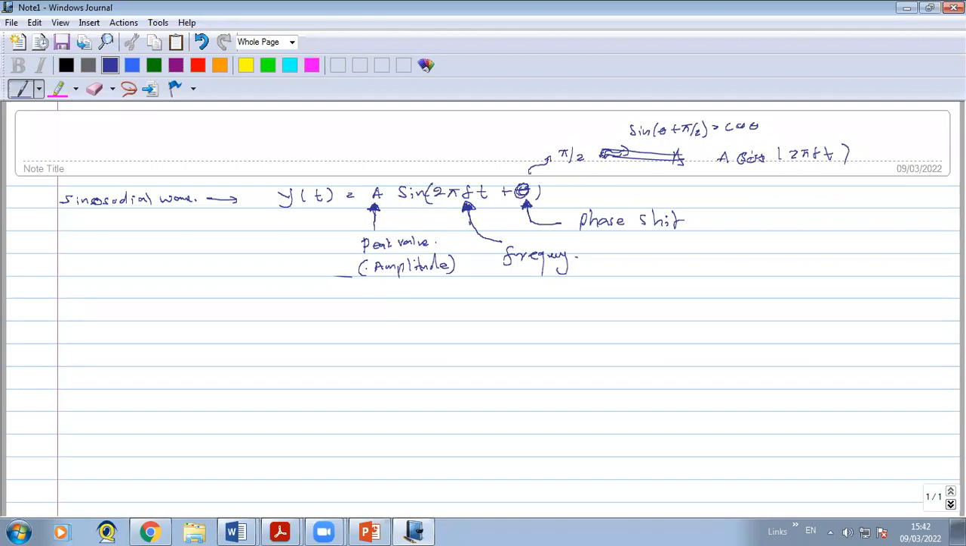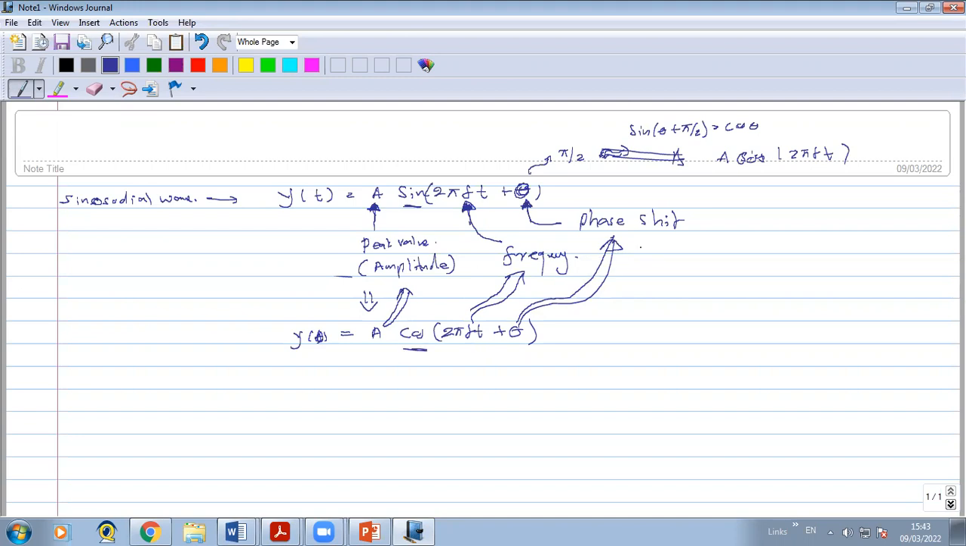Okay, so sometimes these sinusoidal signals are represented in a cos term. Both are sinusoidal signals. So if you have this kind of signal, this is also a sinusoidal signal, and this is the amplitude, this is the frequency, and this is the phase shift. So it may be a sine or it may be a cos.